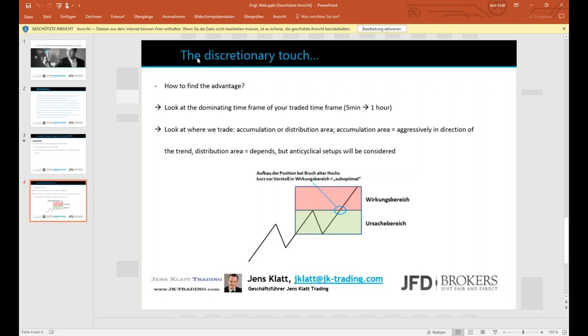And that's where the discretionary touch comes into play. So first of all, the question: how to find the advantage? First of all, look at the dominating time frame of your traded time frame. So if we're trading the 5-minute time frame, then we look at the 1-hour chart. And then look at where we trade. Do we trade in the accumulation area or in the distribution area? If we trade in the accumulation area, then we trade aggressively in direction of the trend. So if we trade the open range breakout, we trade it aggressively in direction of the trend, so in direction of the identified advantage. If we're trading in the distribution area, it depends, but anti-cyclical setups will be considered.